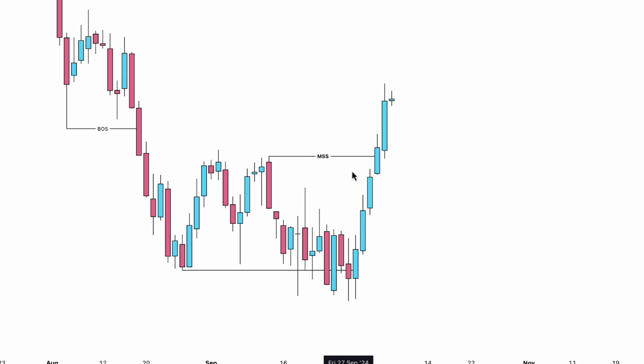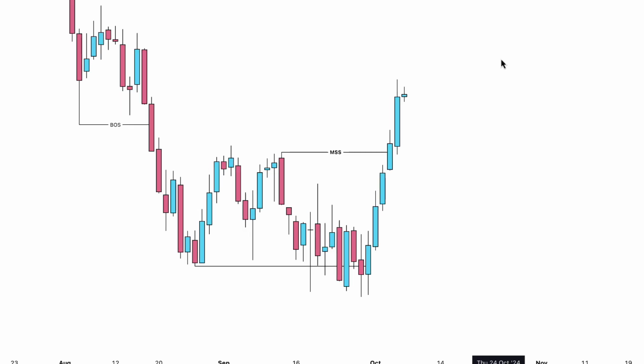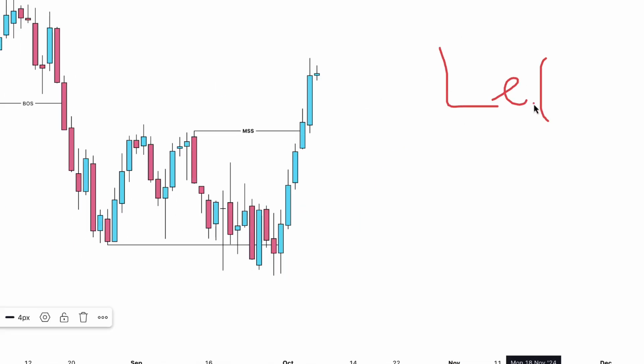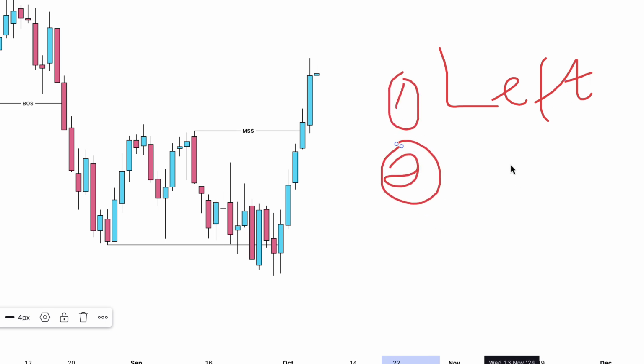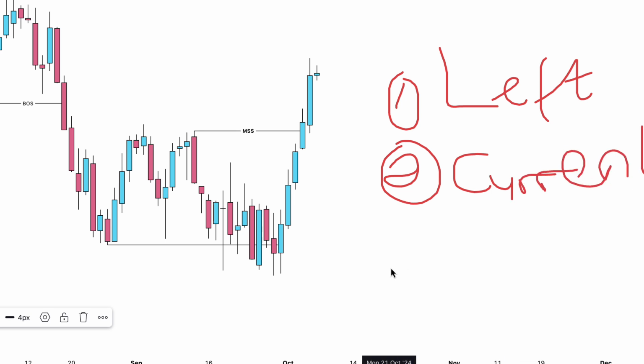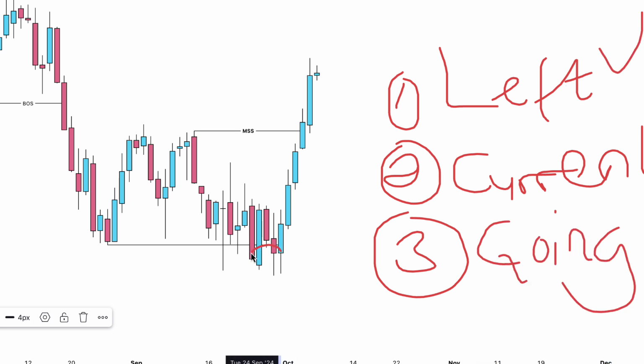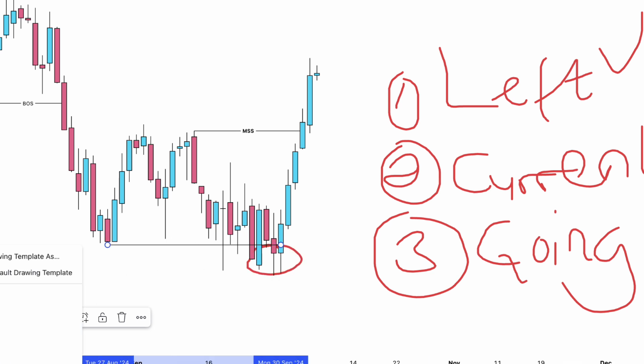The next thing to do is to look at where price has traded into. There are 3 things you must establish to know where price is most likely to go. One, where price has left. Secondly, where price is currently, the current position of price. And thirdly, where price is going to. Where it left this area, that's a liquidity purge, and it's reverting into an internal range liquidity.